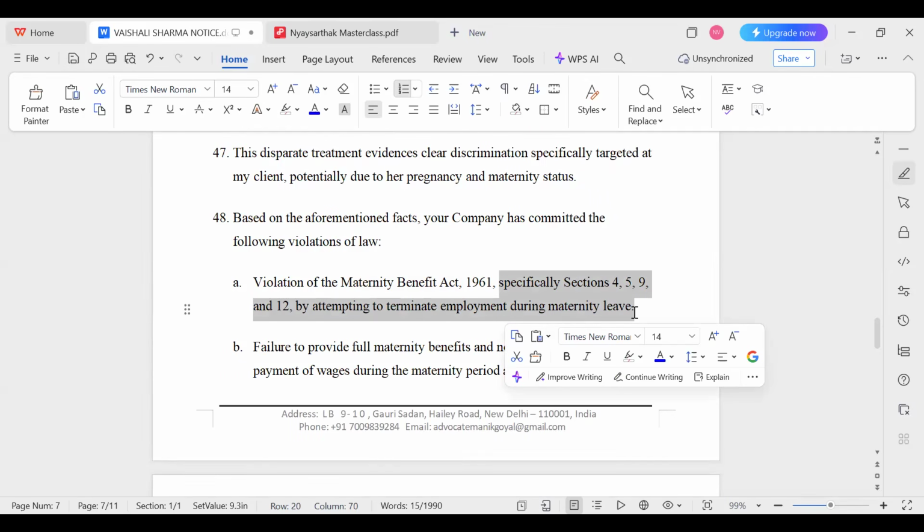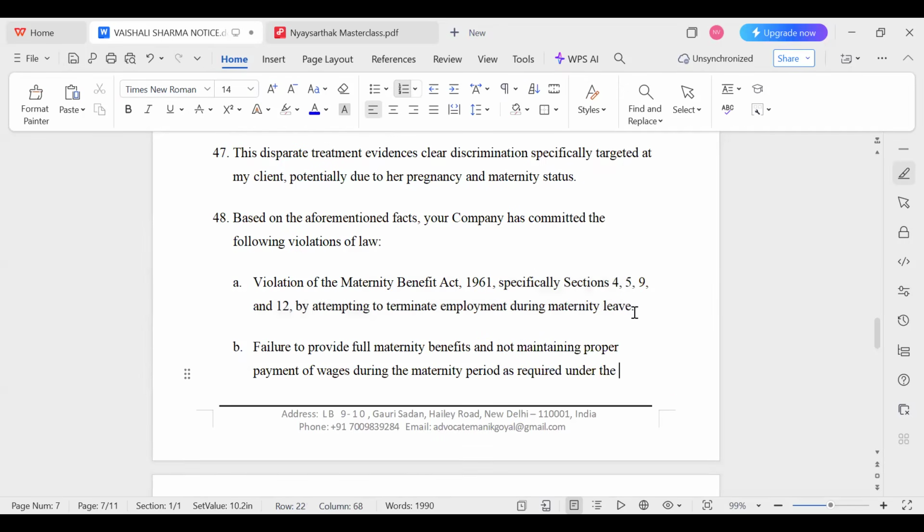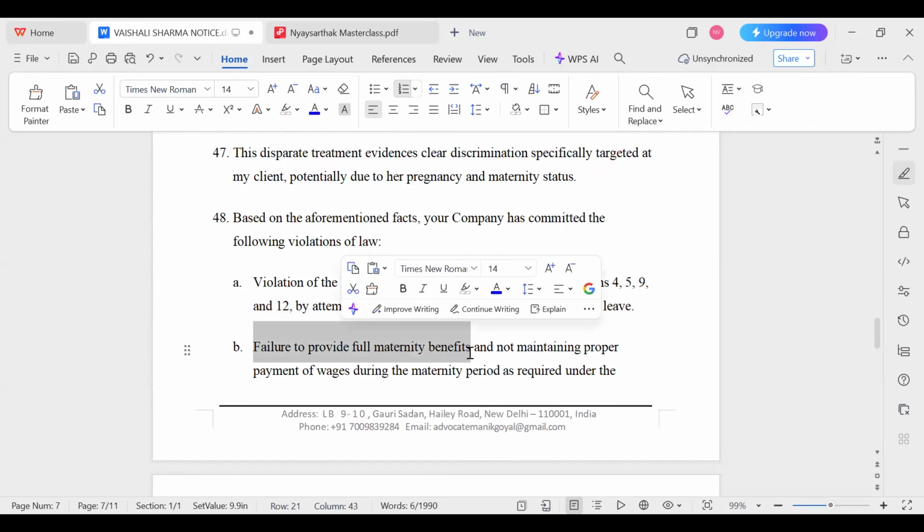My team has given that specifically: you have violated sections 4, 5, 9 and 12 by attempting to terminate my client's employment during maternity leave. After that, they failed to give the full maternity benefits. She was entitled to a maternity benefit of more than 10 lakhs, but she was given only 4 lakhs, and the principal amount of 6 lakhs was pending on the employer's side.